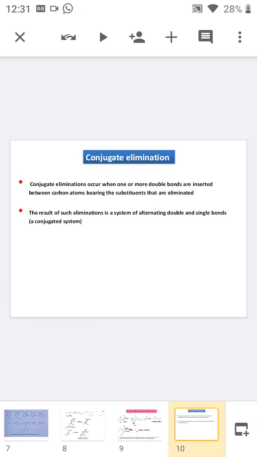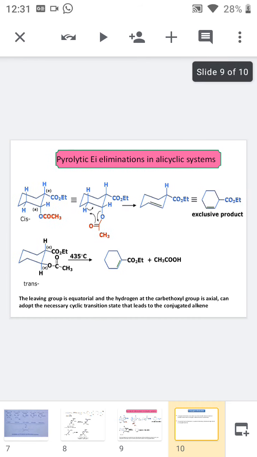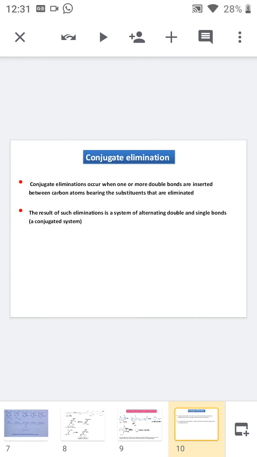Now we are moving into the next topic, that is conjugate elimination. Conjugate elimination occurs when one or more double bonds are inserted between the carbon atoms bearing the substituents that are eliminated. So that's why we get a conjugated double bond, which is more stable due to pi delocalization, and the result of such elimination is a system of alternating double and single bonds. That means a conjugated system is obtained. That's why this elimination is more stable.